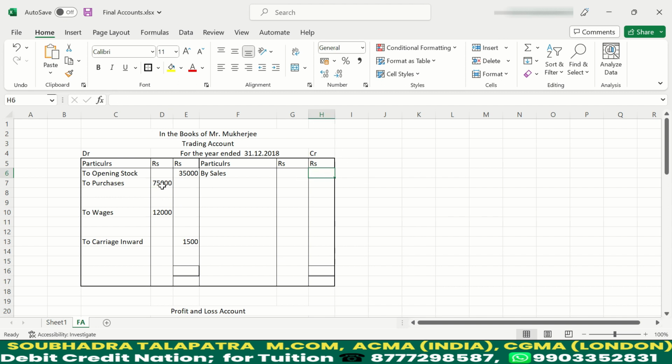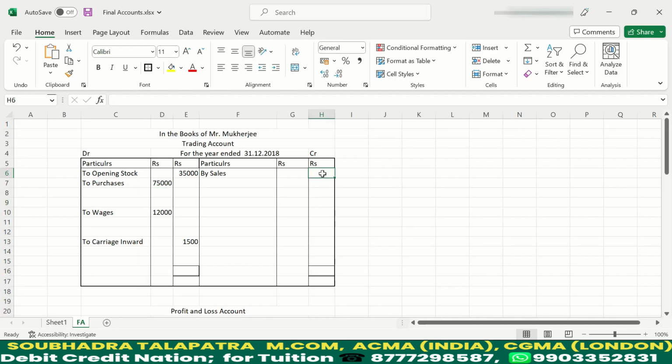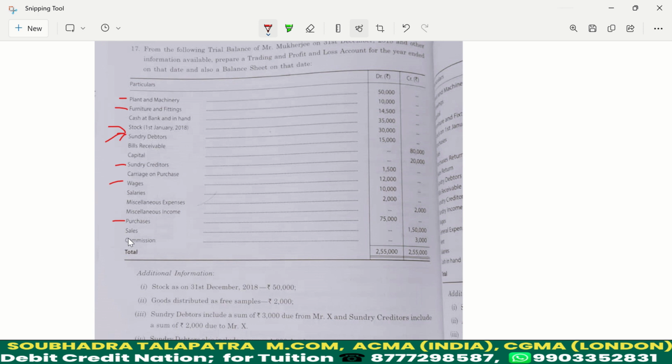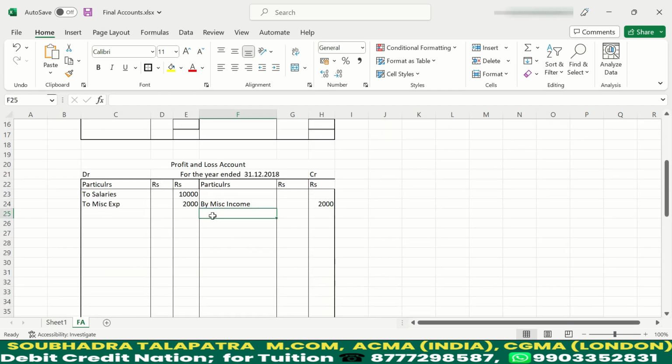See, this Mr. Mukherjee has purchased goods worth 75,000, but he has sold goods worth 1,50,000. So there is a profit involved straight away. So sales is a direct income, it will appear in the trading account. Last item I have commission. Commission can be expense or income. See, in the trial balance it appears on the credit side, that means it's an income. So it's sales related, so it will appear here by commission. No adjustment, outer column, 3000.